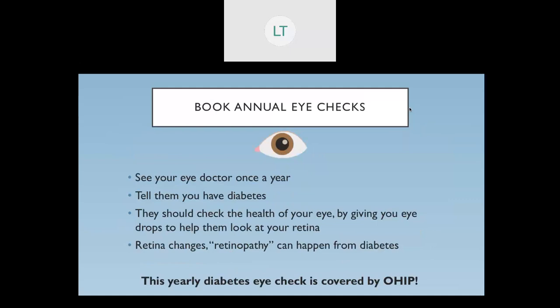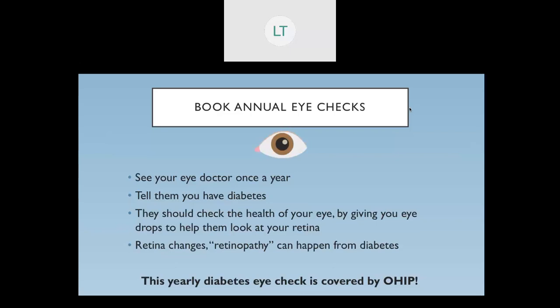And then you want to book an annual eye check. So it is also possible for one of the risks with diabetes to be changes to your retina. So this is called retinopathy. And so it's really important to have your eyes checked at least once a year to make sure that there's no signs of this occurring yet.